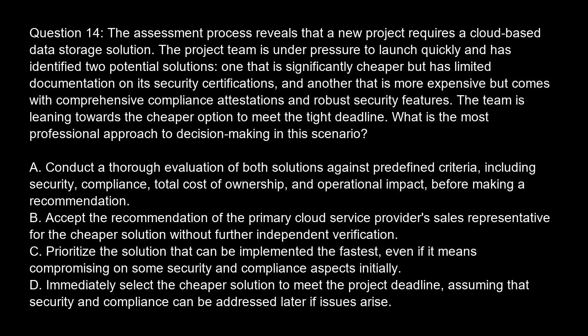Option A. Conduct a thorough evaluation of both solutions against predefined criteria, including security, compliance, total cost of ownership, and operational impact, before making a recommendation. Option B. Accept the recommendation of the primary cloud service provider's sales representative for the cheaper solution without further independent verification. Option C. Prioritize the solution that can be implemented the fastest, even if it means compromising on some security and compliance aspects initially. Option D. Immediately select the cheaper solution to meet the project deadline, assuming that security and compliance can be addressed later if issues arise.